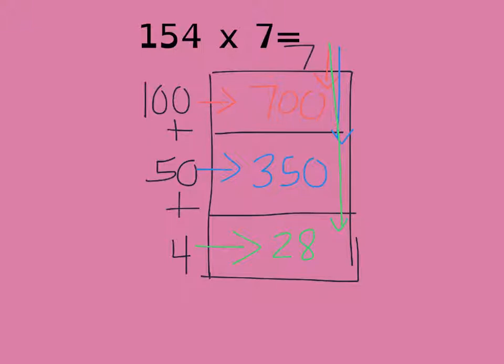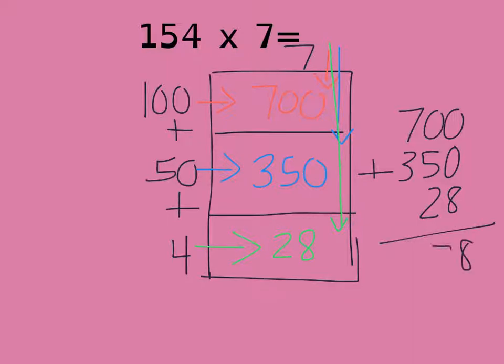So it does not matter which number you break up into expanded form, whether it's across horizontally or vertically, that follows the commutative property of multiplication. It's just personal preference. So again, add up your partial products of 700, 350, again making sure to line them up carefully, and 28. And our product is 1078.